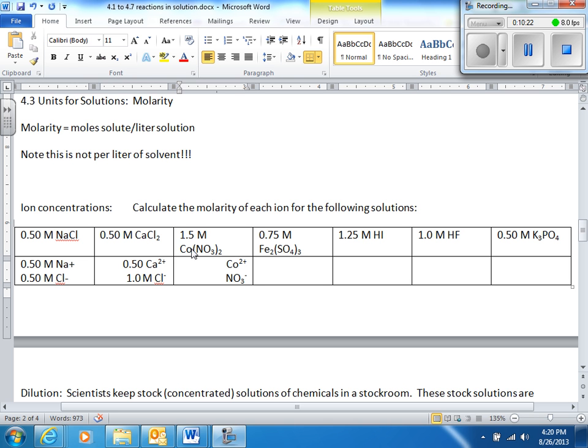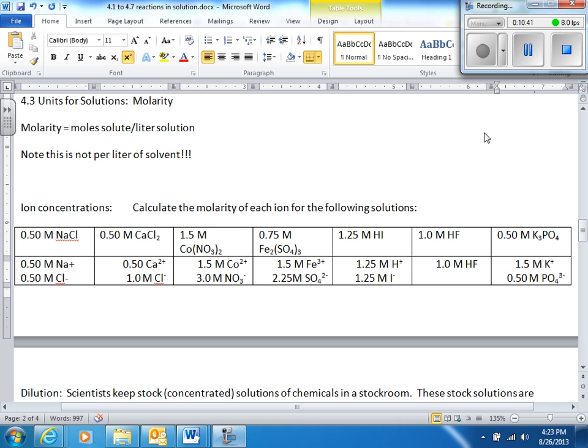Now use that same model, recognizing cobalt should be the same. Nitrates, I should have 2 nitrates for every one of these things, so the molarity will double. And I'm going to fill in all the rest. So if you don't want to see everything, go ahead and pause. Otherwise, you're about to see the whole thing.